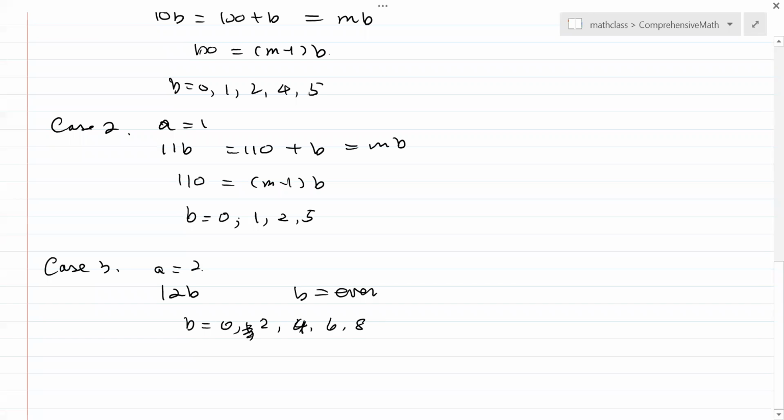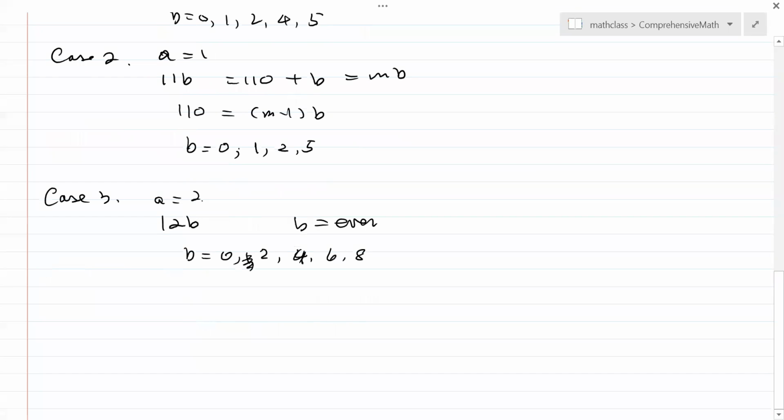And you just check whether 126 is divisible by 6 or not. You find out, yes, 120 is divisible by 2. 122 is divisible by 2. 124 is divisible by 4. 126 is divisible by 6. 128 is also divisible by 8. So you have to check these. Maybe you have a great idea now.